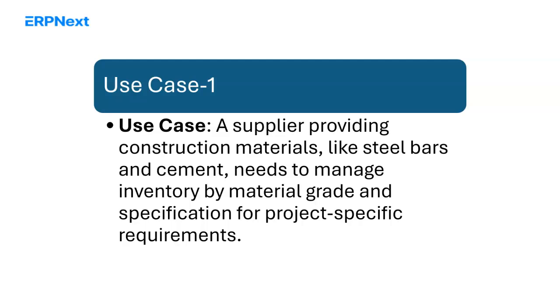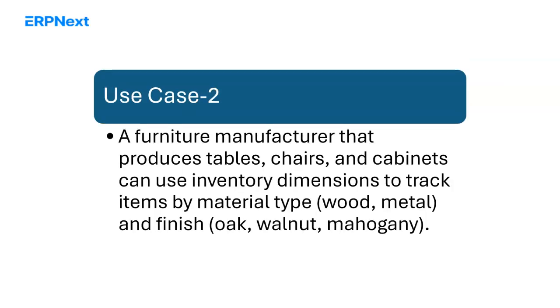This setup enables project specific allocation, ensures the safety compliances, and simplifies the reordering based on the high demand specification. Let's take another use case of the furniture manufacturer who deals with items like tables and chairs. In this industry, customers might request the specific material and the finishes, so tracking inventory by these dimensions is also essential. With ERPNext, we assign material type and the finish as the dimension. This allows us to track the item by the material and the finish, so we are ready to fulfill the customer orders. It also provides insights into popular combinations, helping with the production planning.